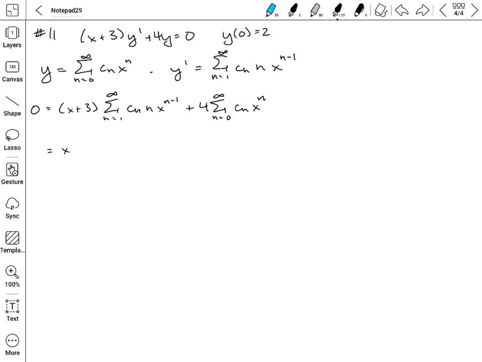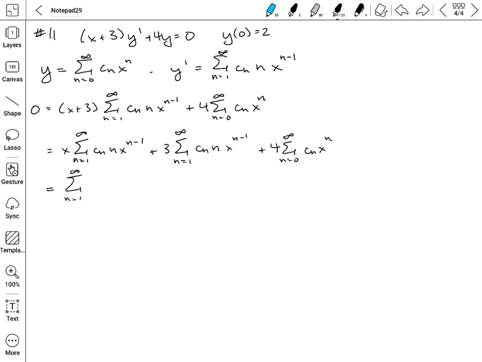So first I'm going to distribute this x plus 3 across my series. And my last term stays the same. And then I can move this first x inside the series. And then my x to n minus 1 just becomes x to n minus 1 plus 1, or x to n.